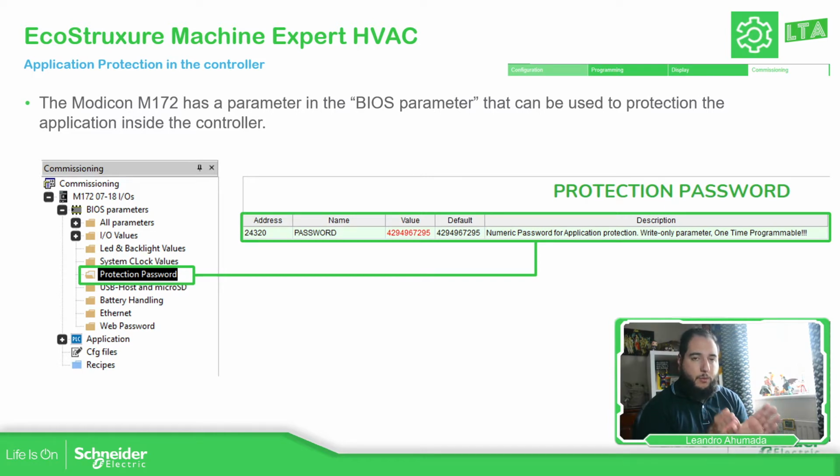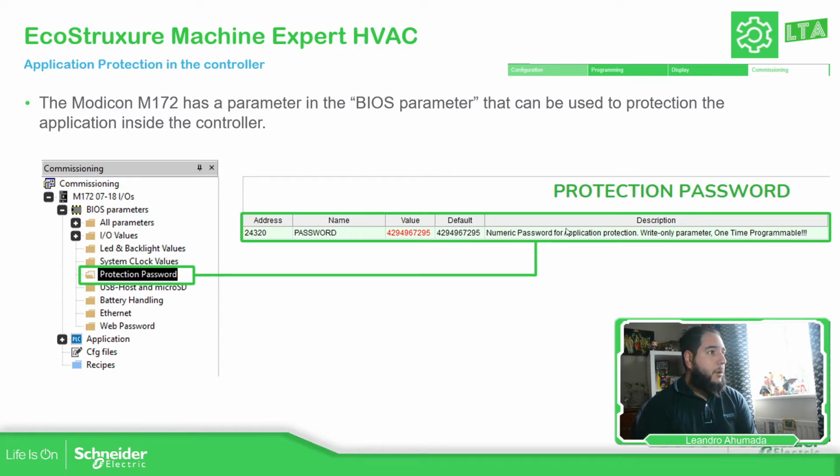Once you define the password, there is a function in the controller that compares the information you have in this register with one entry of this function block. If the result matches, it means that the application can still run. Otherwise, the PLC will go into watchdog, and it will reboot and reboot and reboot. So if someone grabs the application from the controller and puts it in another one, it will not work because they don't know the password.